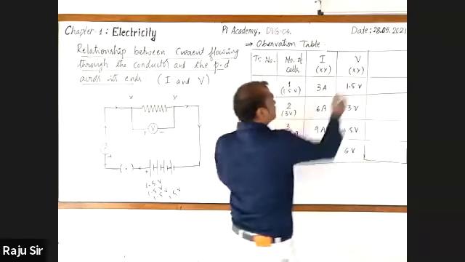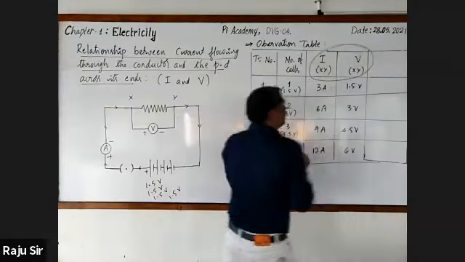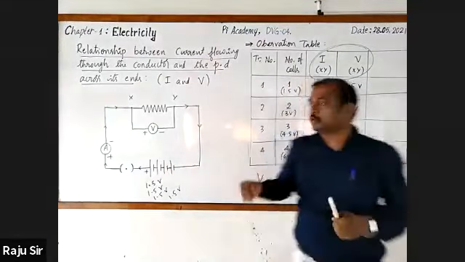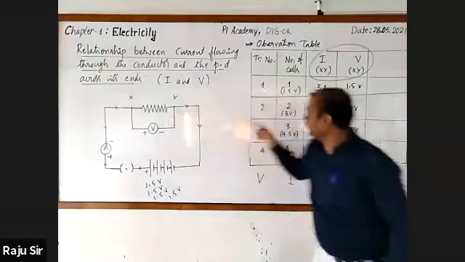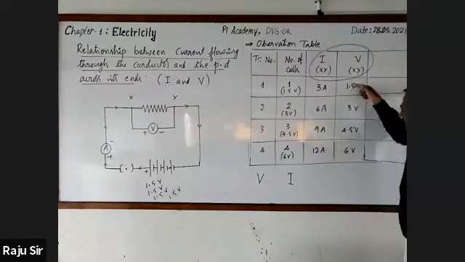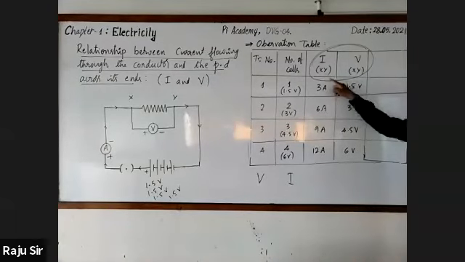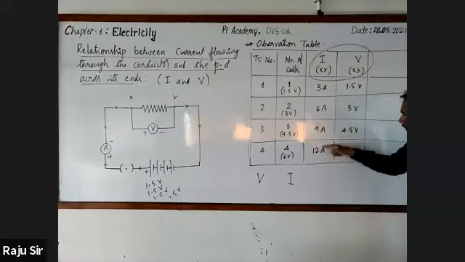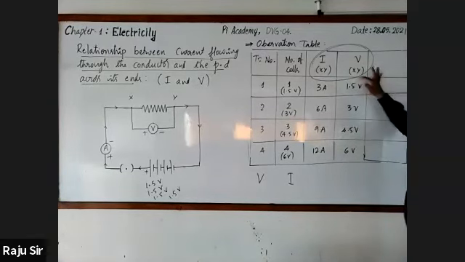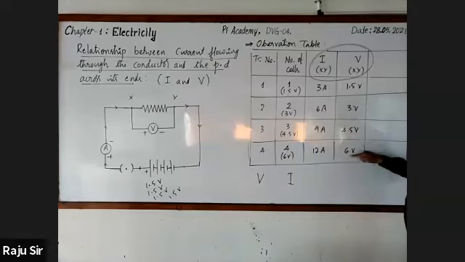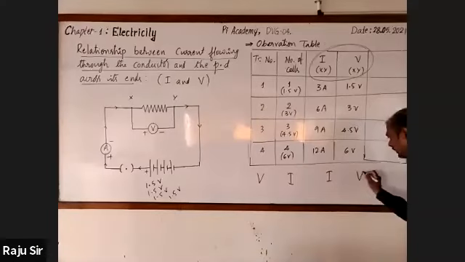Now, come across this one, only with respect to nichrome. As the current flowing through the nichrome increases, what about the voltage across it? It also increases. Let me repeat: as the current flowing through the nichrome increases, 3, 6, 9, 12, the potential difference across it, 1.5, 3, 4.5, 6, also increases. We can write V with respect to I.